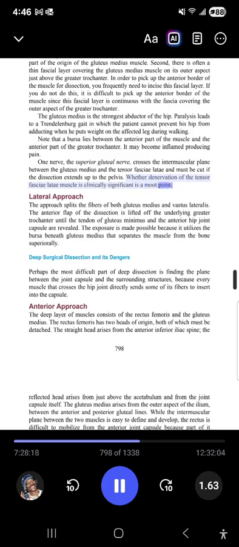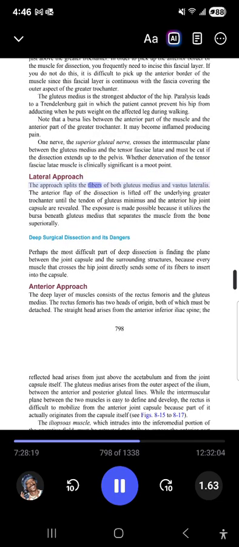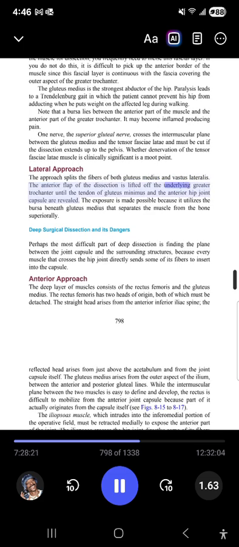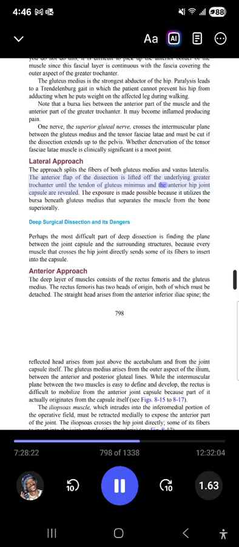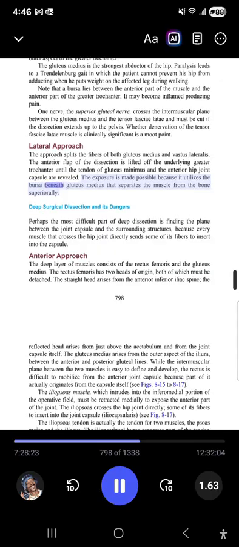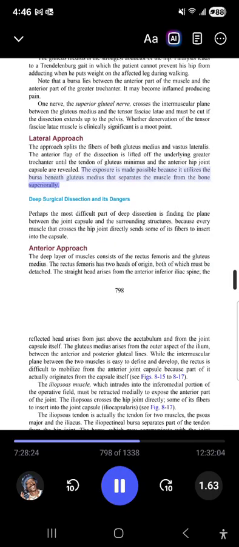Lateral approach. The approach splits the fibers of both gluteus medius and vastus lateralis. The anterior flap of the dissection is lifted off the underlying greater trochanter until the tendon of gluteus minimus and the anterior hip joint capsule are revealed. The exposure is made possible because it utilizes the bursa beneath gluteus medius that separates the muscle from the bone superiorly. Deep surgical dissection and its dangers.